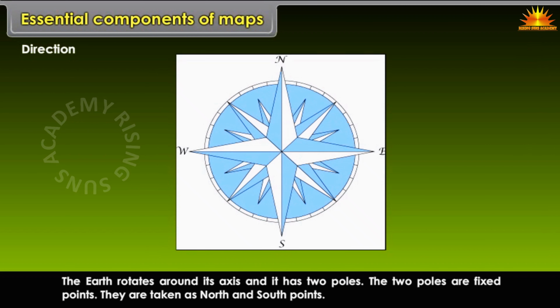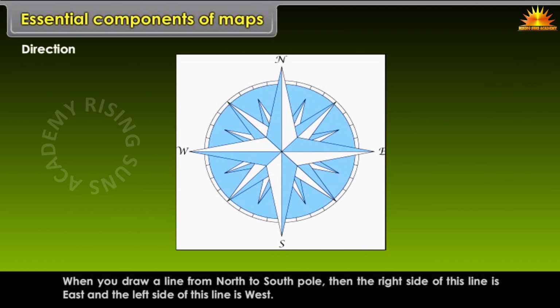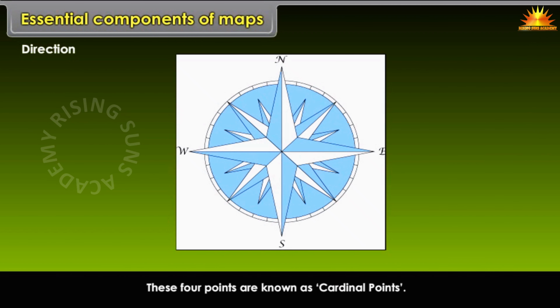The earth rotates around its axis and it has two poles. The two poles are fixed points. They are taken as north and south points. When you draw a line from North to South Pole, then the right side of this line is East and the left side of this line is West. These 4 points are known as cardinal points.